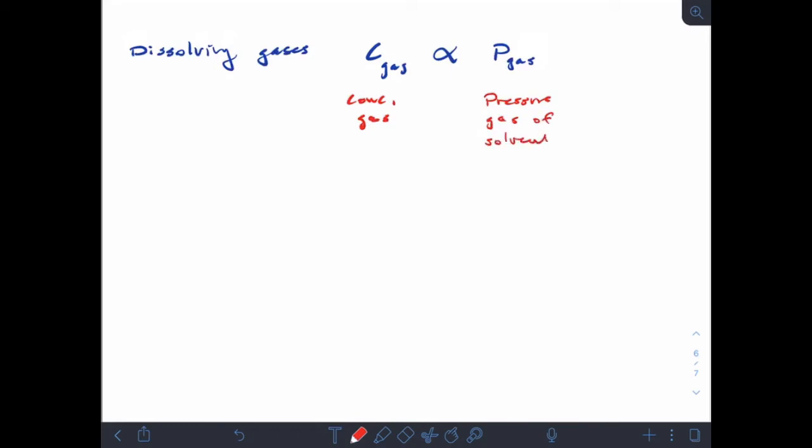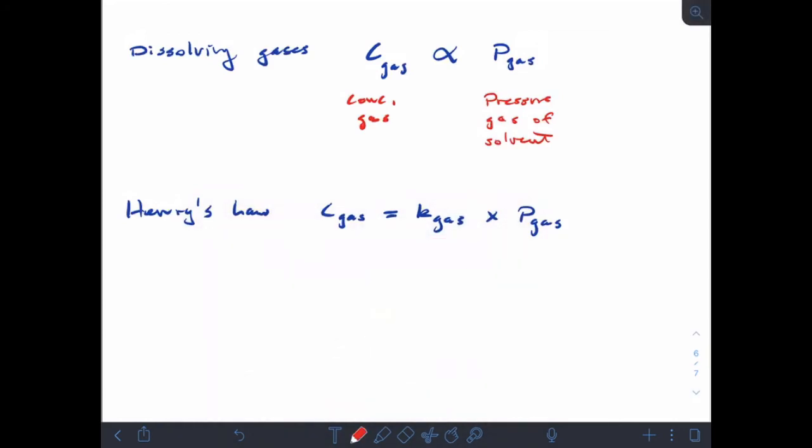Above the solvent. Okay, so we have a thing called Henry's law, which allows us to calculate this sort of thing. Henry's law. Okay, and Henry's law looks like this. The concentration of the gas in the liquid or in the solvent equals K gas, which is a constant, the Henry's law constant for that particular gas, times the pressure of the gas above the solution.